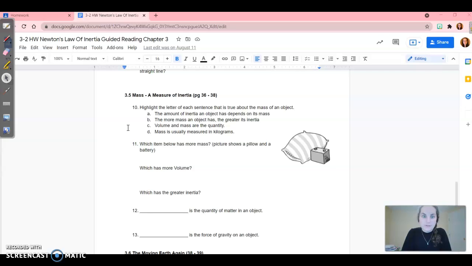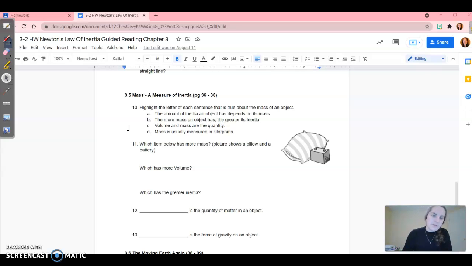Let's look at the other three. The more mass an object has, the greater its inertia. That is also true. Volume and mass are the quantity. Nope, that sentence doesn't even really make sense, so that's not it. And mass is usually measured in kilograms. So yes, for these next couple of units coming up, mass is measured in kilograms.